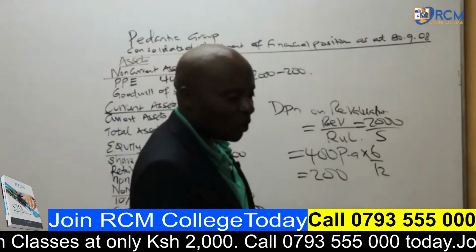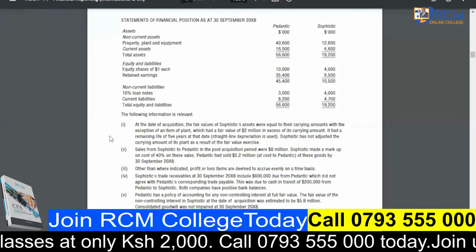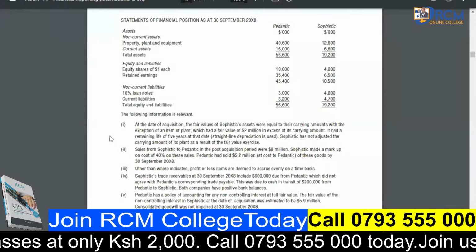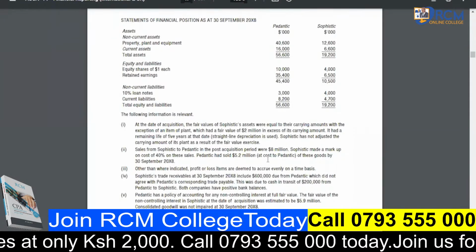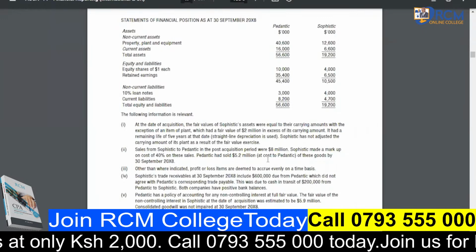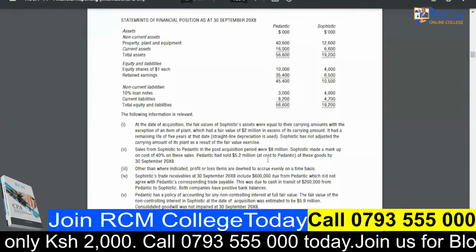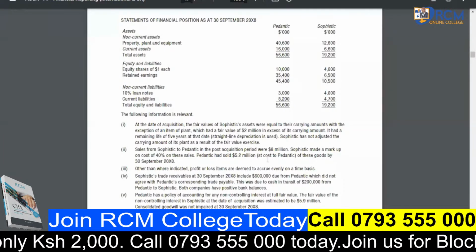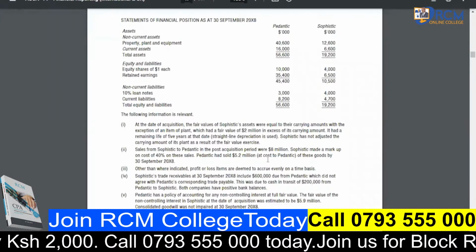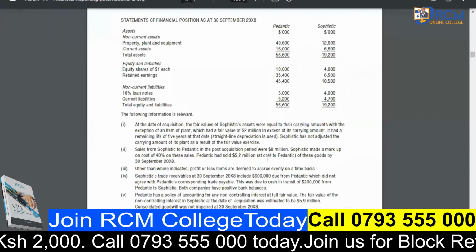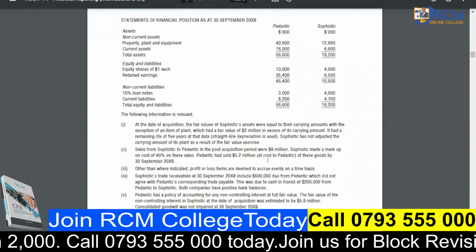Now I will go, with your permission, to note number 2. Sales from sophistic to pedantic in the post-acquisition period were 8,000. This is what we call fake sales. There is no way you can claim that you are selling goods to your close family member. This is a fake sale, which we were able to subtract from our income statement metrics. Very nice. I'm not interested really with that. But I'm interested now with the statement that follows thereafter.